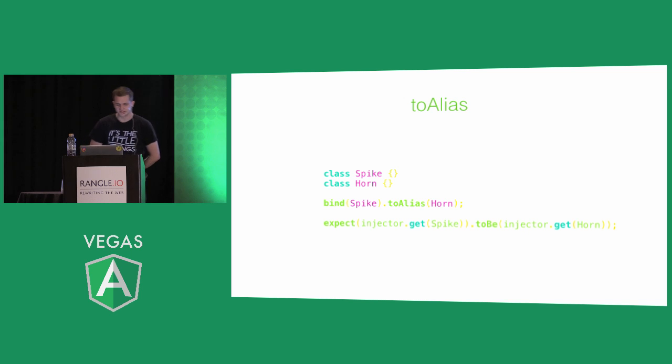There's to alias. So alias is a unicorn. Alias is a token that binds to another token, and the instance will actually be the same. So here we have a class of spike and a class of horn, and we bind the spike to alias horn. And now the instance for spike is the exact same object as the instance for horn. So they're interchangeable at that point.